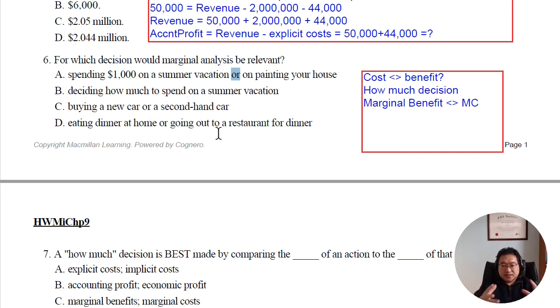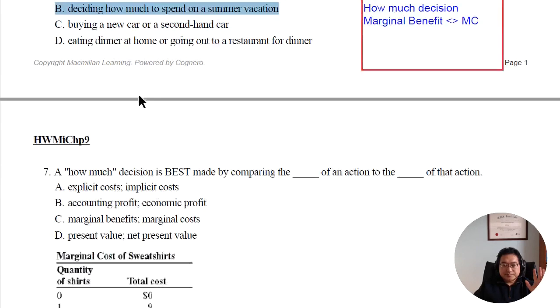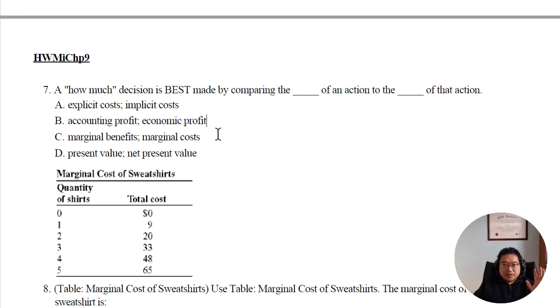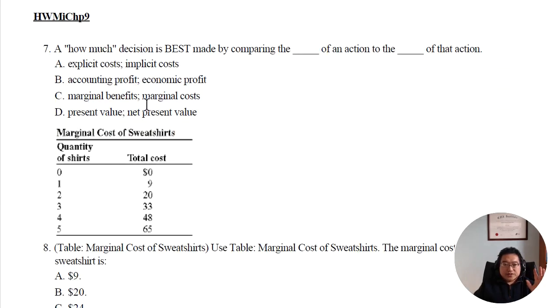They are not the how much decision, right? Compare the benefit to the cost kind of decision. A, C, D are all of that kind. But what we are looking for, where marginal analysis is relevant, that will be the how much decision. How much? Okay, let's look at question 7.